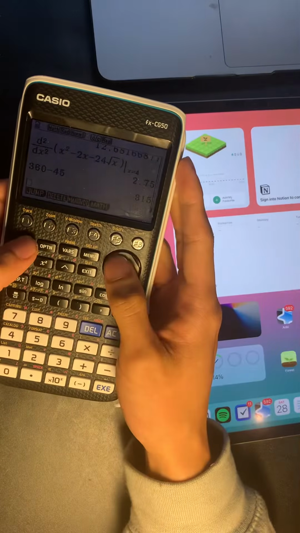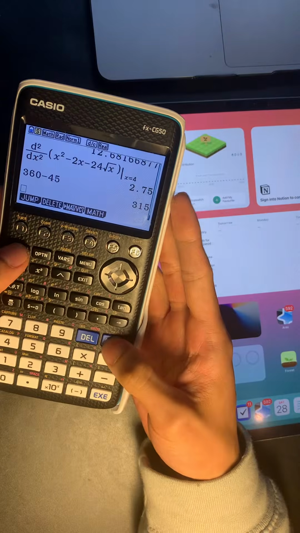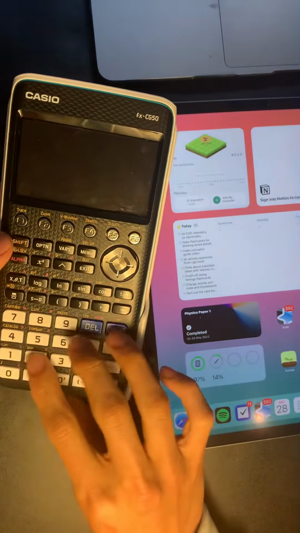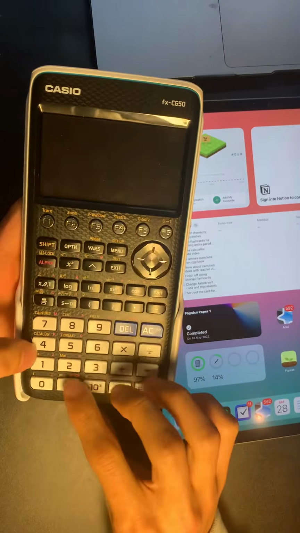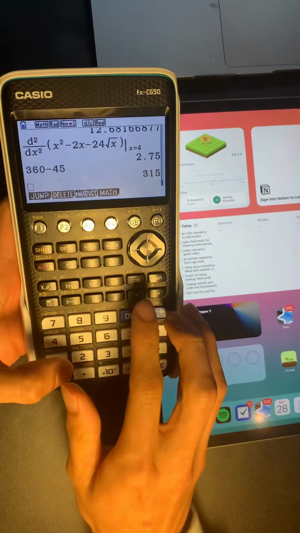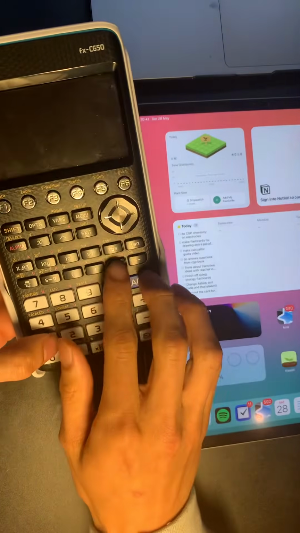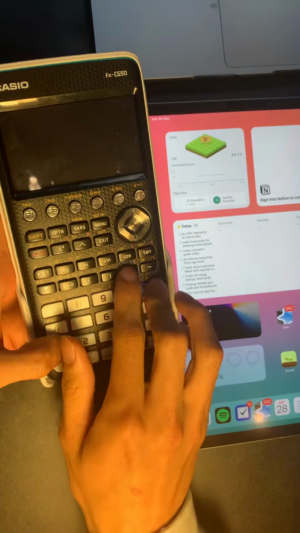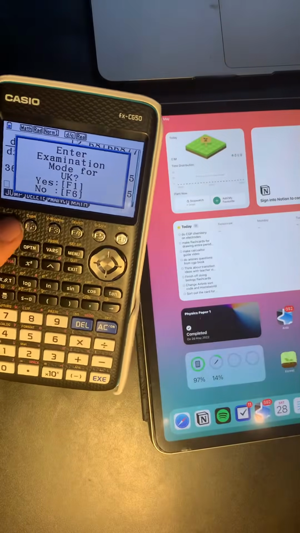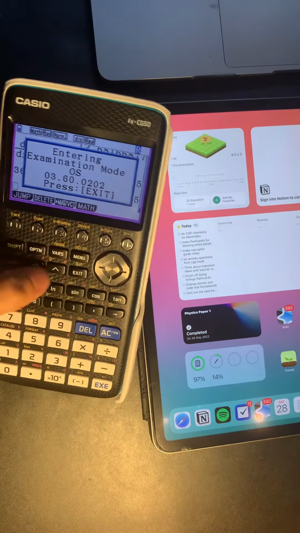So, to get in exam mode, obviously make sure you're going to do everything in exam mode. So do 1, AC at the same time. Sorry, it's not turning on. 1, AC. Yep, and then we'll put it in exam mode by F1, F2, F1, and exit.